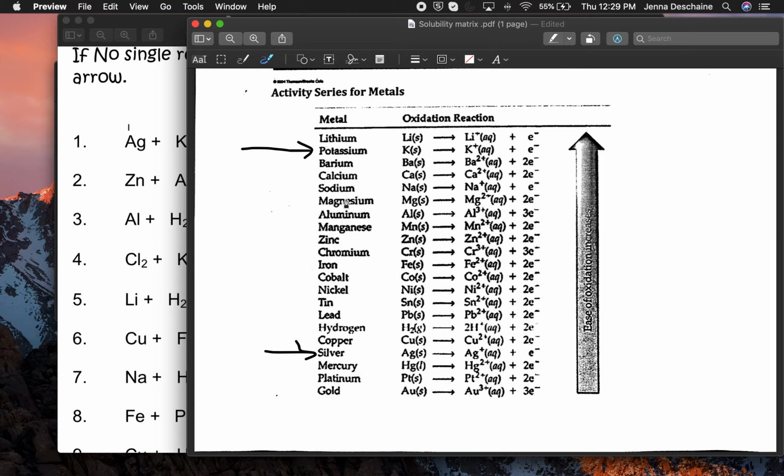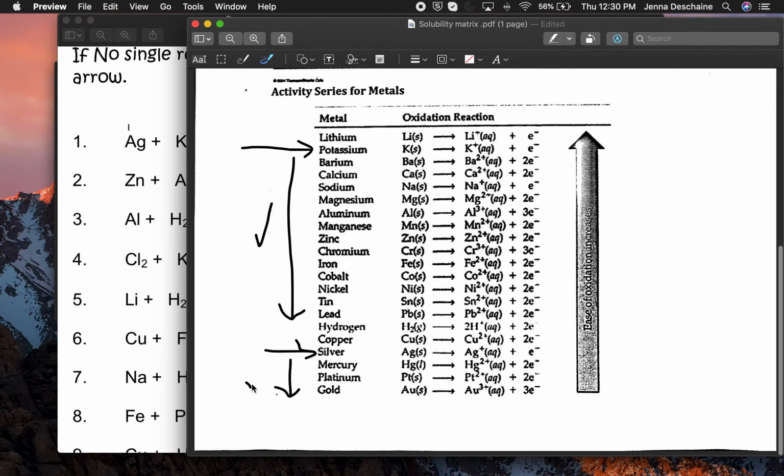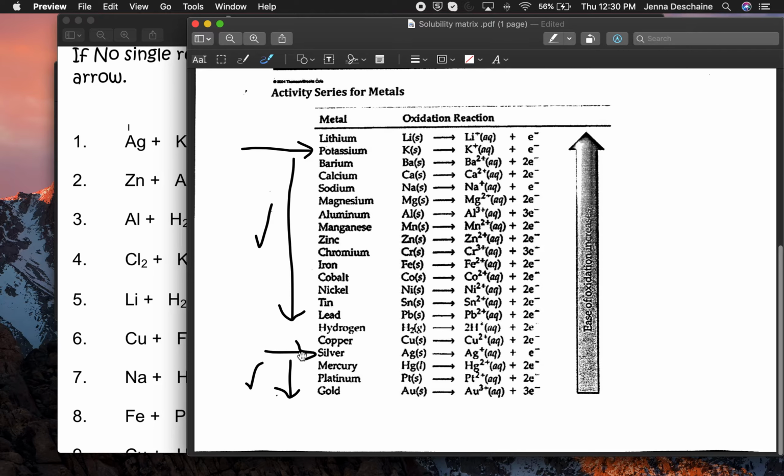So I'm going to look at my 2 metals of interest on the activity series, and the rule for the activity series is metals can only replace other metals that are below them on the activity series. So potassium can replace all of these metals down here, okay, all the way to the end, all right? So that is a go, all right? And silver can replace mercury, platinum, and gold because those are the only metals that are below silver. Okay, so that would be okay.